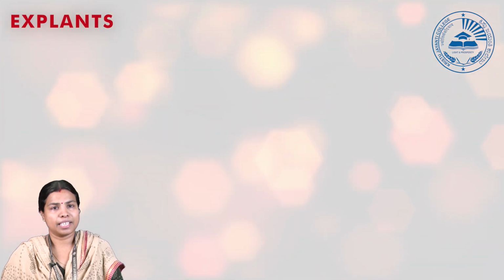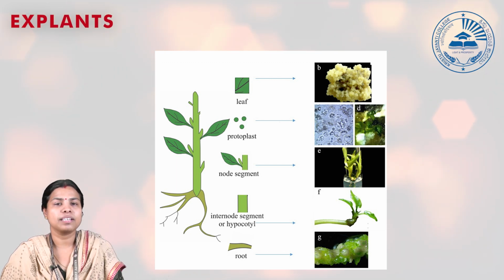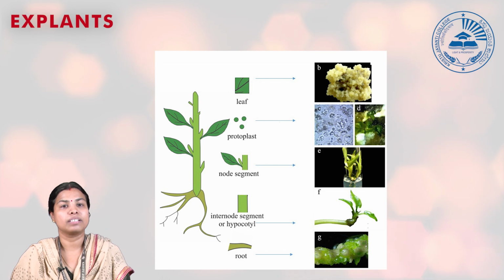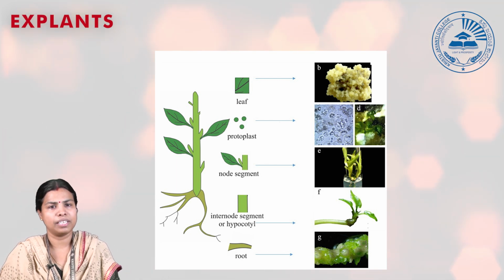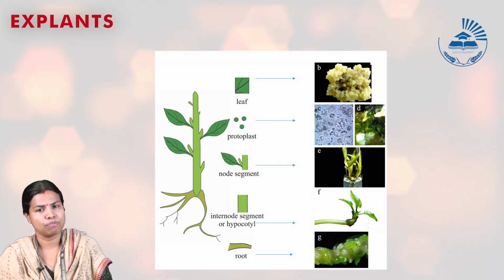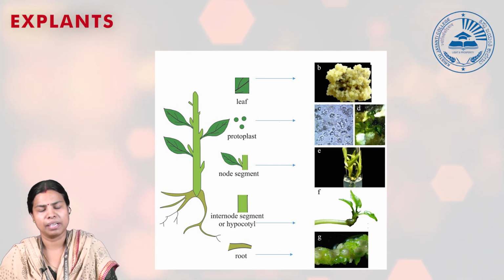So moving on to the explants. Explants are nothing but excised plant parts. When you are using plant parts to initiate plant tissue culture, we call them excised plant parts, or explants. It can be a piece of leaf or a piece of nodal segment, internodal segment, a piece of root, or it can be germ cells from the male gametophyte or female gametophyte.